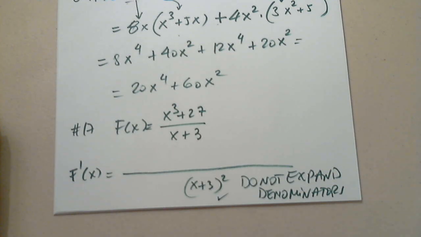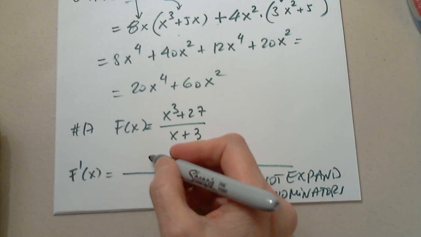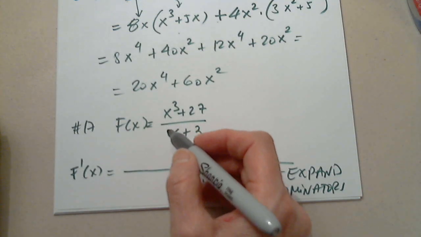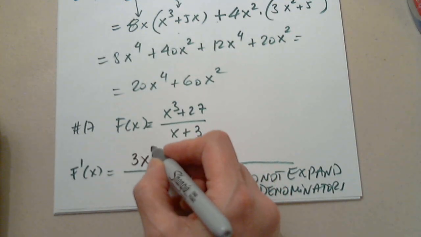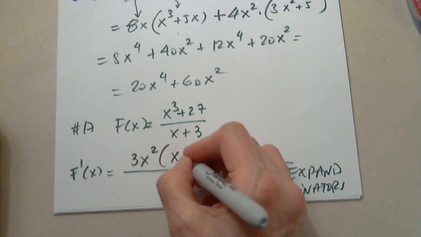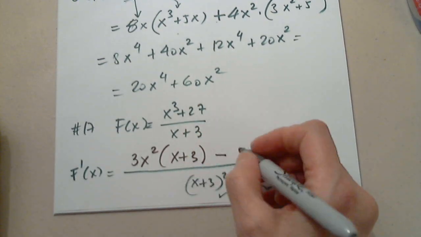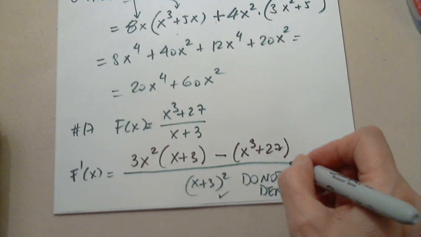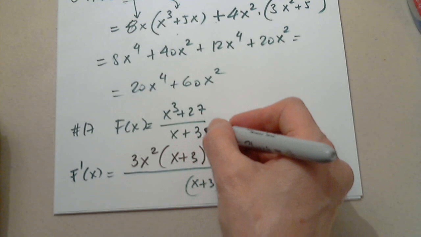Can anyone give us the derivative of x cubed plus 27? I'm not 100% sure, but is it going to be like 3x squared? That's it. Okay. Times the denominator. Awesome. Minus the numerator times the denominator prime. Can anyone give us the derivative of the denominator?